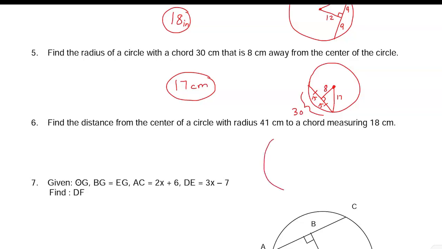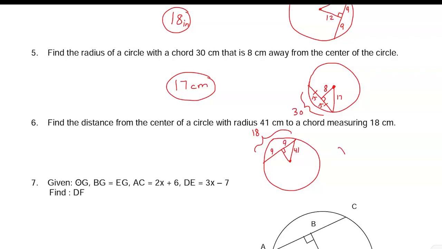The answer to number 6: draw in a circle and the chord is 18 centimeters long. The radius is 41. Draw in the distance from the center. Draw in the perpendicular distance. That just bisected the chord. So there's 9 on this side and 9 on the other side.